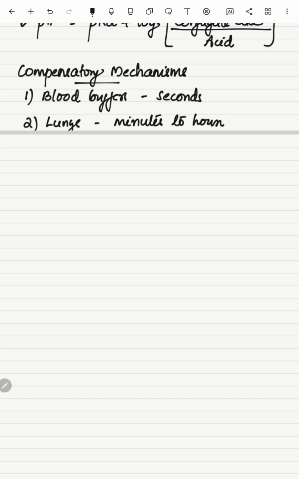Now the final or third line regulation is done by kidneys. It happens in days to weeks. So kidneys are able to excrete excess acid or alkali that are produced in our body.